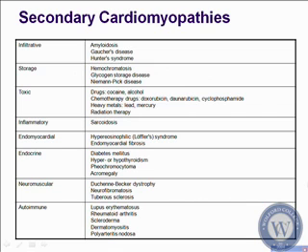Secondary things are a little bit more involved. You can have infiltrative, storage, toxic, inflammatory, endomyocardial, endocrine, neuromuscular, and autoimmune. So these are multi-system disease problems that affect the heart. If you look at infiltrative, things that will be proteins or other things that are not supposed to be going into the cells, things like amyloidosis. Okay, amyloid is a protein or complex that actually gets deposited inappropriately and starts affecting the actual myocardial contractility.